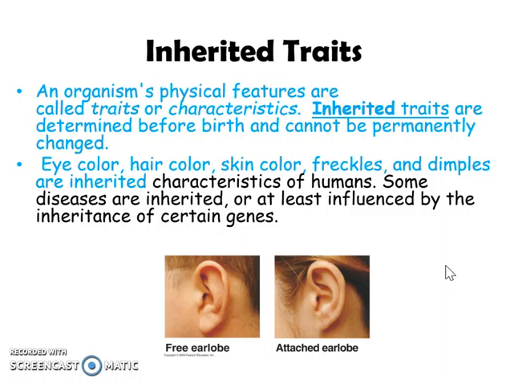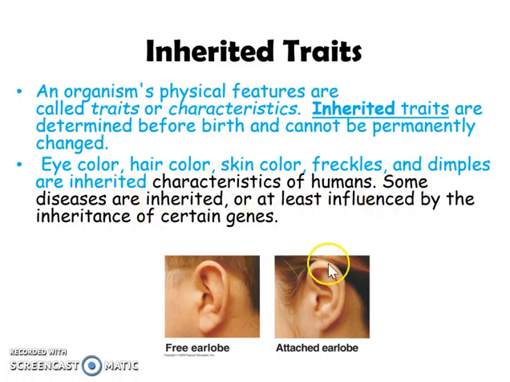You have some traits that are inherited, and these are the ones that come from your parents. An organism's physical features are called traits or characteristics. Inherited traits are determined before birth and cannot be permanently changed. So your eye color, hair color, skin color, whether or not you have freckles, dimples, all of these things are inherited characteristics of humans. These come from your parents. You cannot permanently change them.